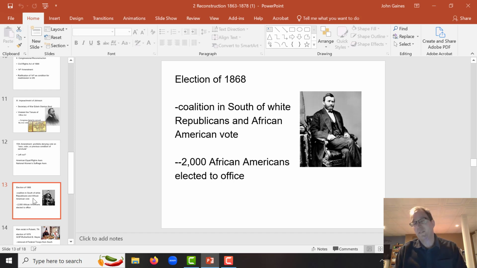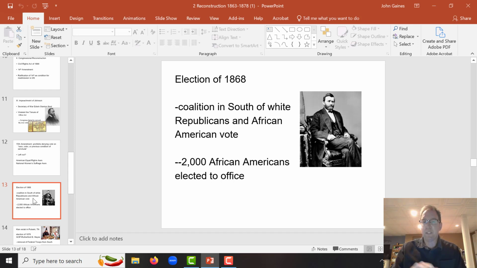I think this is a part where I don't have my notes, and I didn't look this up. I should have looked it up, but I think 14 at least African American men were elected to the United States House of Representatives. 2 African American men were elected to the United States Senate. Both of those were out of Mississippi. And this is huge. This is a very huge number.